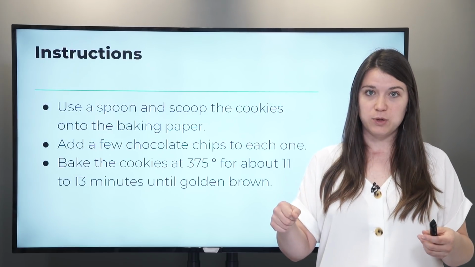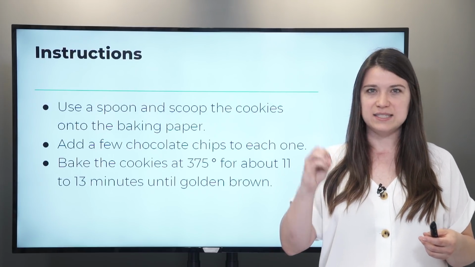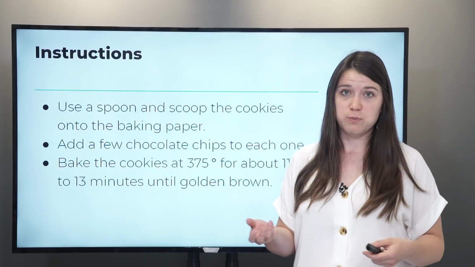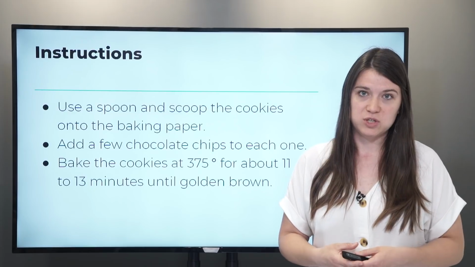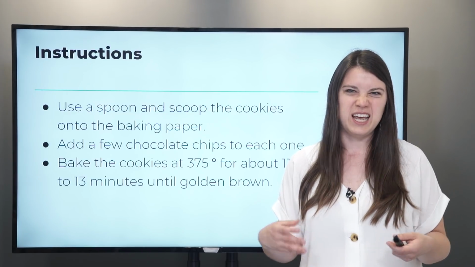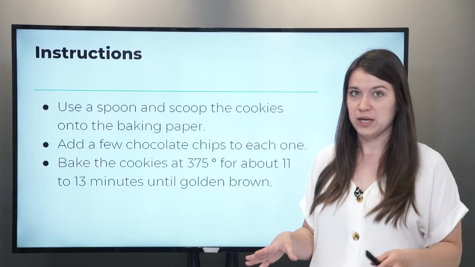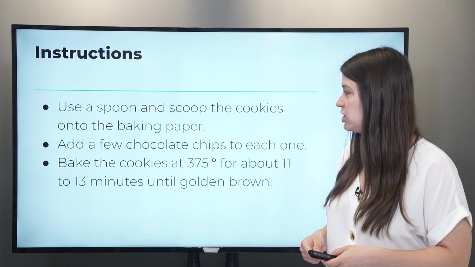So you want to take a spoon and just have a round size, about the size of your spoon more or less, and you're going to put them individually onto the baking paper. So this will probably make around 10 or 12 cookies, depending on how big your baking sheet is.